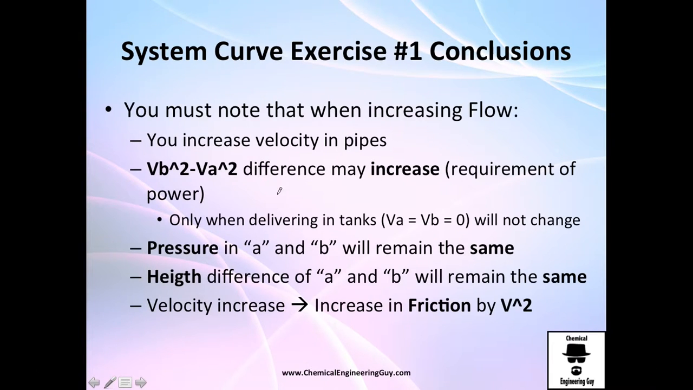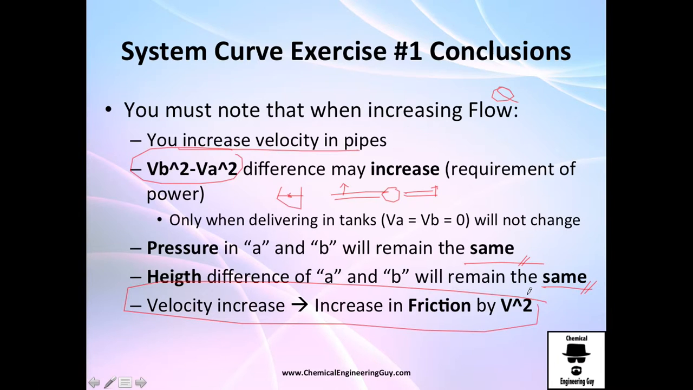So let me give you the conclusions. You increase velocity in pipes when you increase the flow. When you increase volumetric flow rate, you increase velocity in pipes. You increase the velocity heads. In this case, no, because we were static, so they were in the tank, very static. But if you were operating in a pipeline, you will increase the velocity in each pipe. The pressure A and B will remain the same because it's the same system. The height also remains the same because it's not affected by velocity. And the only thing that also changes with velocity is friction. So just take that into consideration.